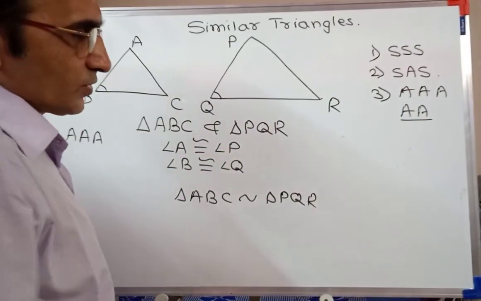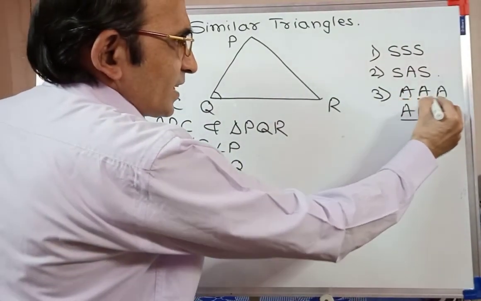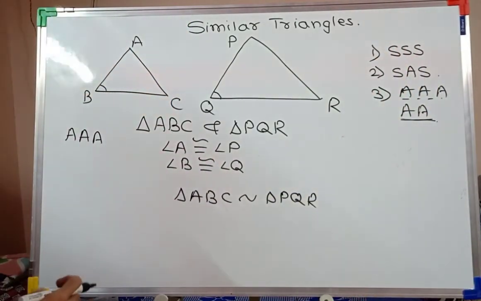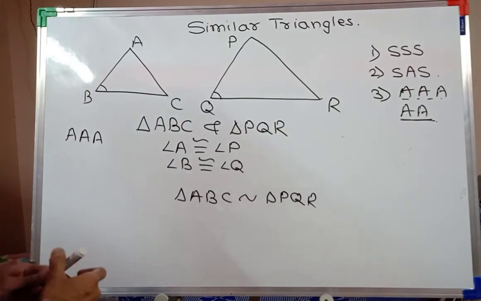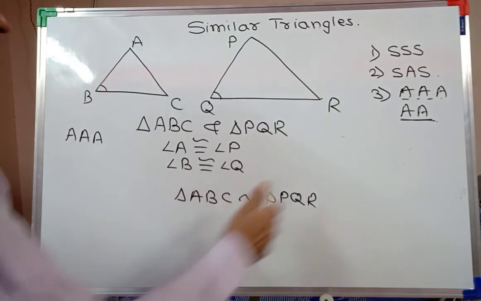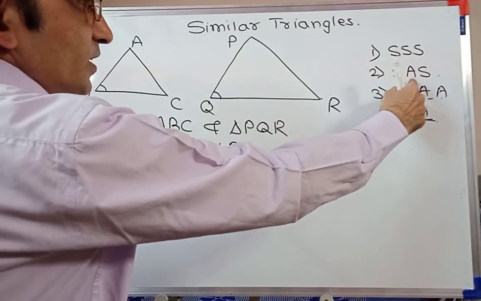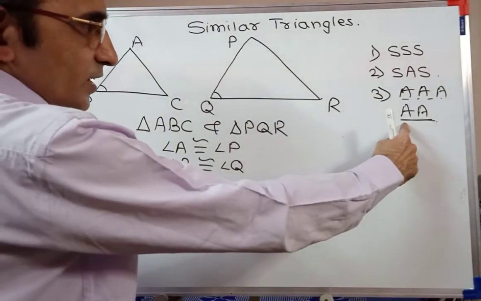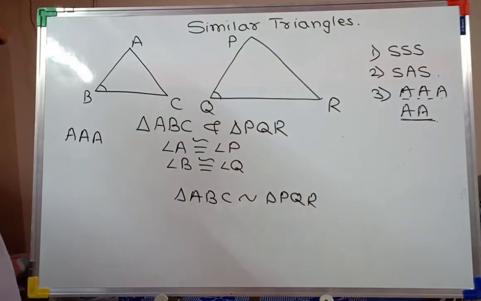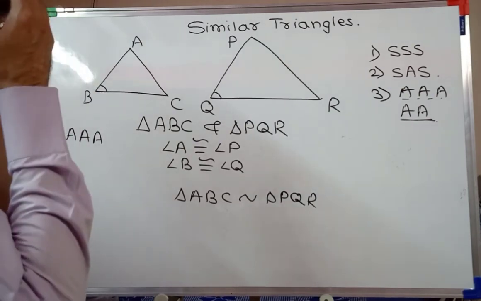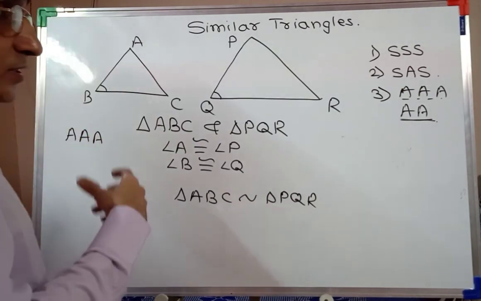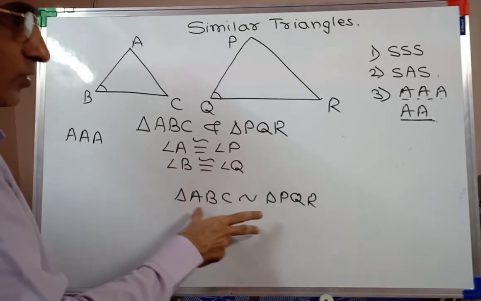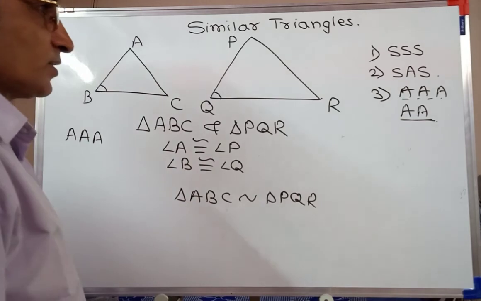So in our examples, instead of using the AAA test, we just consider the AA test. These are the three tests for two triangles to be similar: SSS test, SAS test, and third is AAA, which can be reduced to the AA test only. By using any one of these three tests, depending upon the given information, we can show whether two triangles are similar or not.